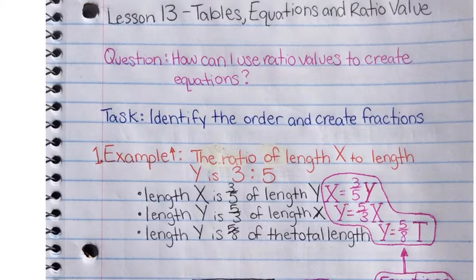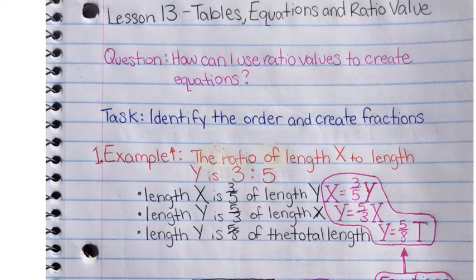In order to solve this question, how can I use ratio values to create equations, we're going to perform a task. First off, we need to identify the order and create fractions. And when I say identify order, I'm highlighting that for you because if you think back to the first or second lesson when we started talking about ratios, we said that the order matters. You can't just flip-flop the numbers and expect it to mean the same thing. So when we are looking at creating equations for our ratios, we have to make sure we're looking at the right order.